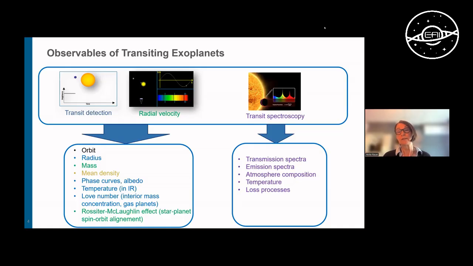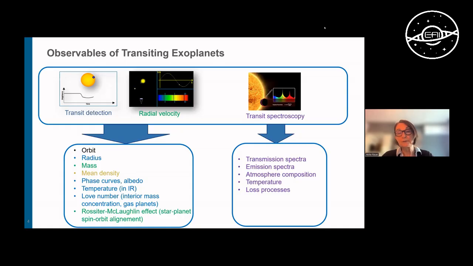And even more, while the planet is in front of the star, we can perform transit spectroscopy. That means we observe during the transit, we see the stellar light shining through the atmosphere of the planet to us. Or when the planet is going behind the star, we can, in the infrared, detect emission spectra from the planet. And that allows us to determine atmospheric composition. And the infrared also gives us temperature and also helps to constrain atmospheric loss processes.